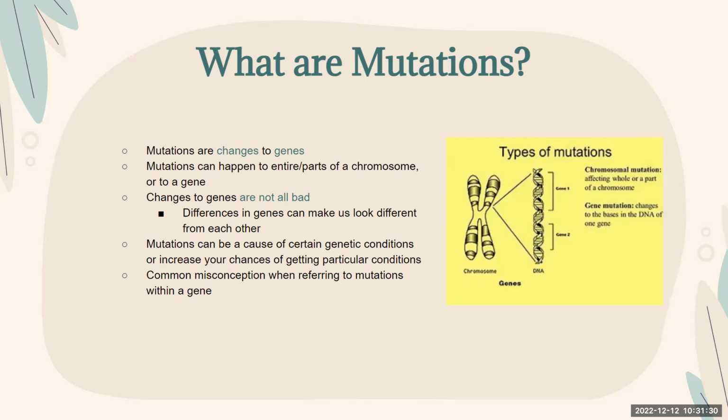What are mutations? Mutations are changes to genes. Mutations can happen to entire parts of a chromosome or to a gene in particular. These changes are not always bad. Differences in genes can make us look different from one another or can cause illnesses. Mutations can cause certain genetic conditions or increase your chance of getting a particular condition later on. Common misconceptions when referring to mutations within a gene include that they are always bad or that they are always good. Neither is true.